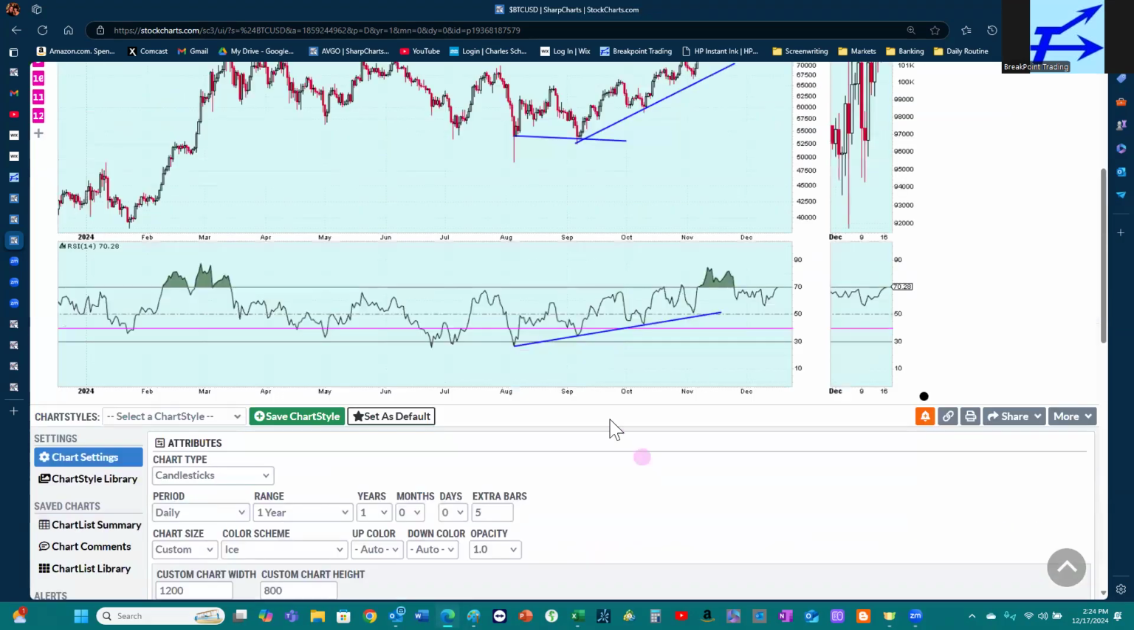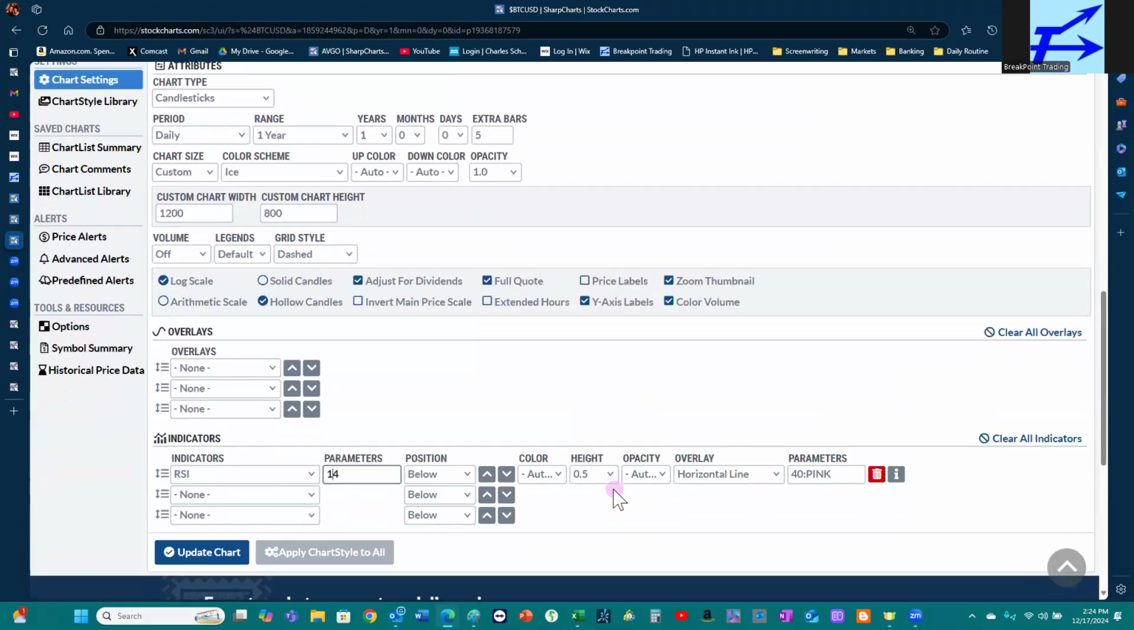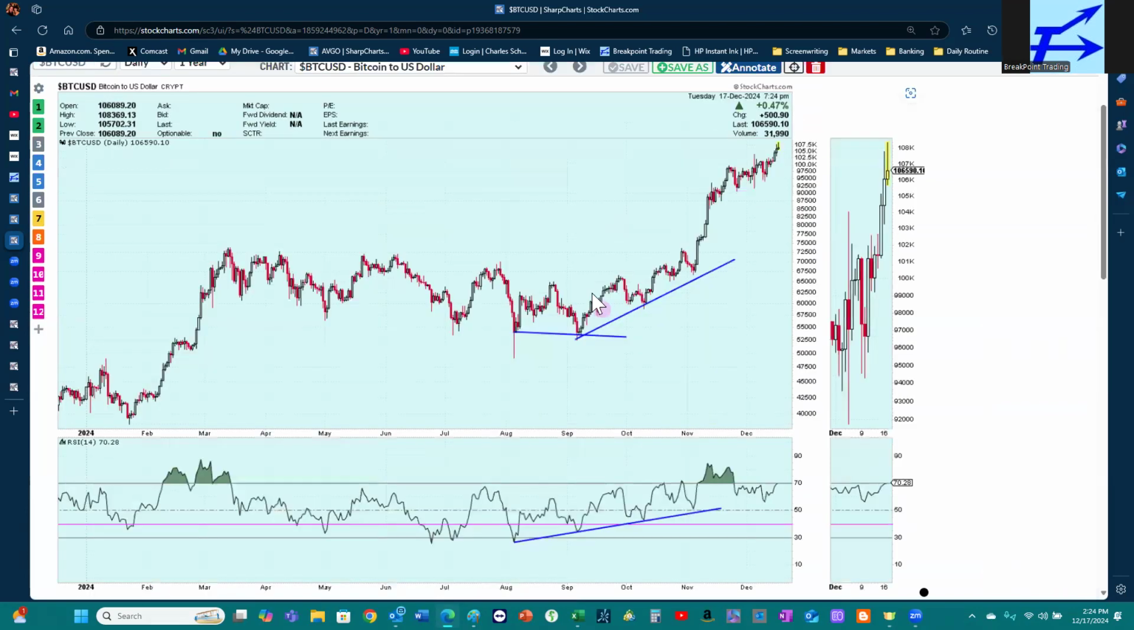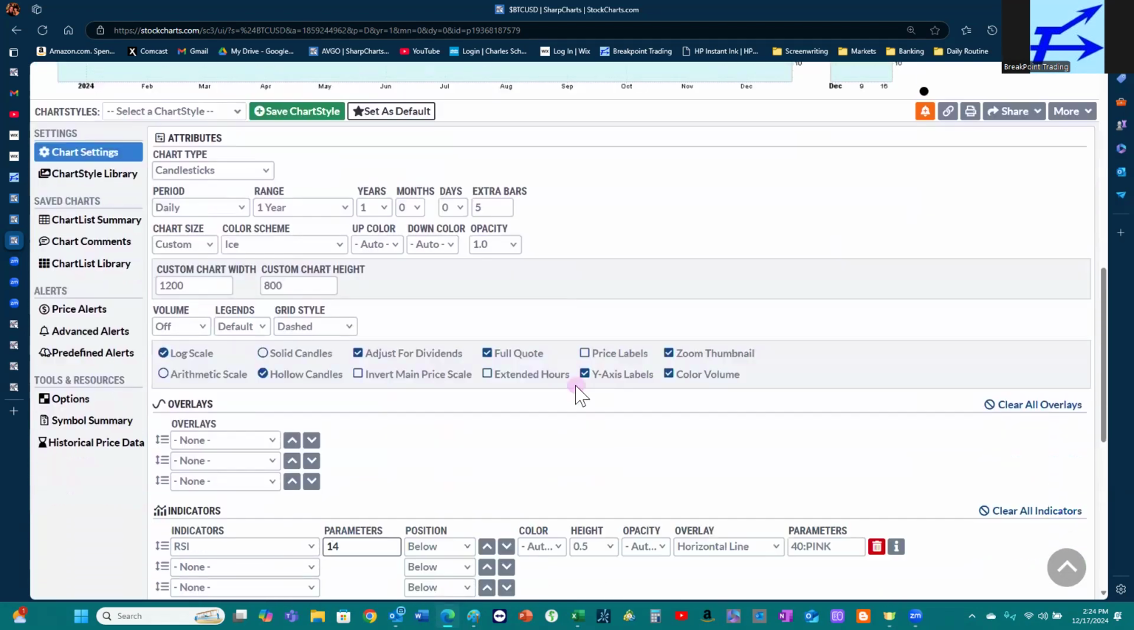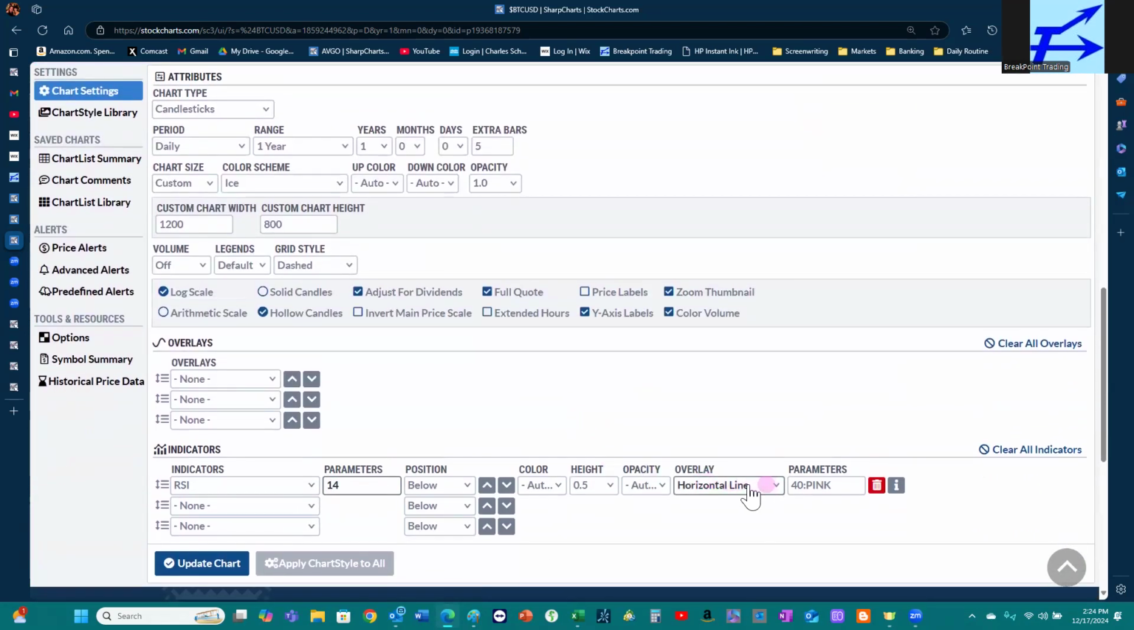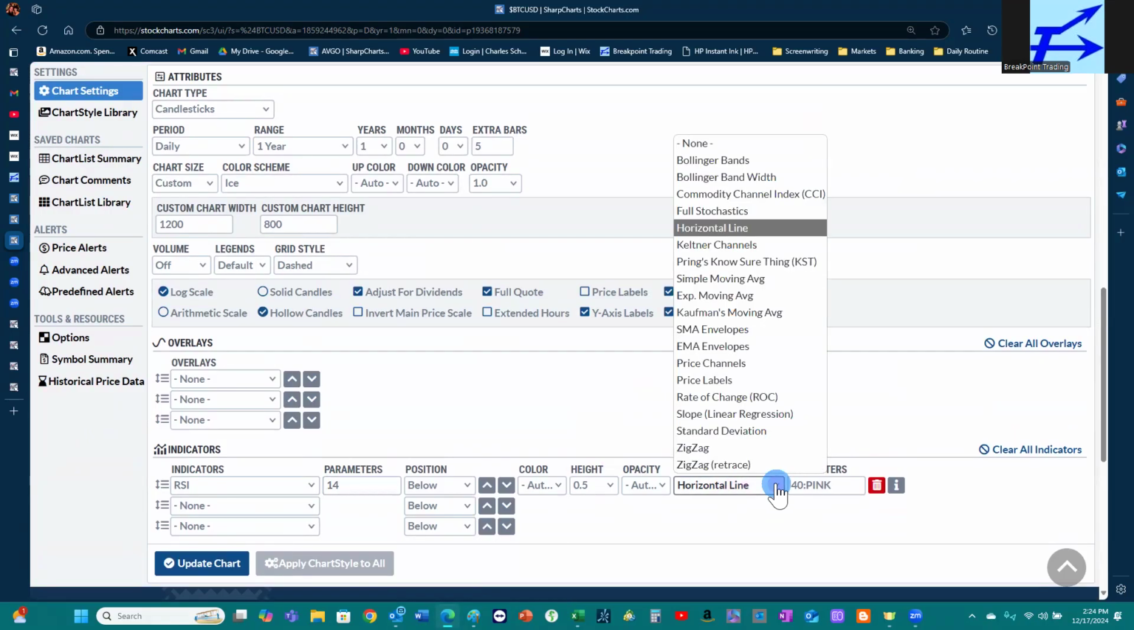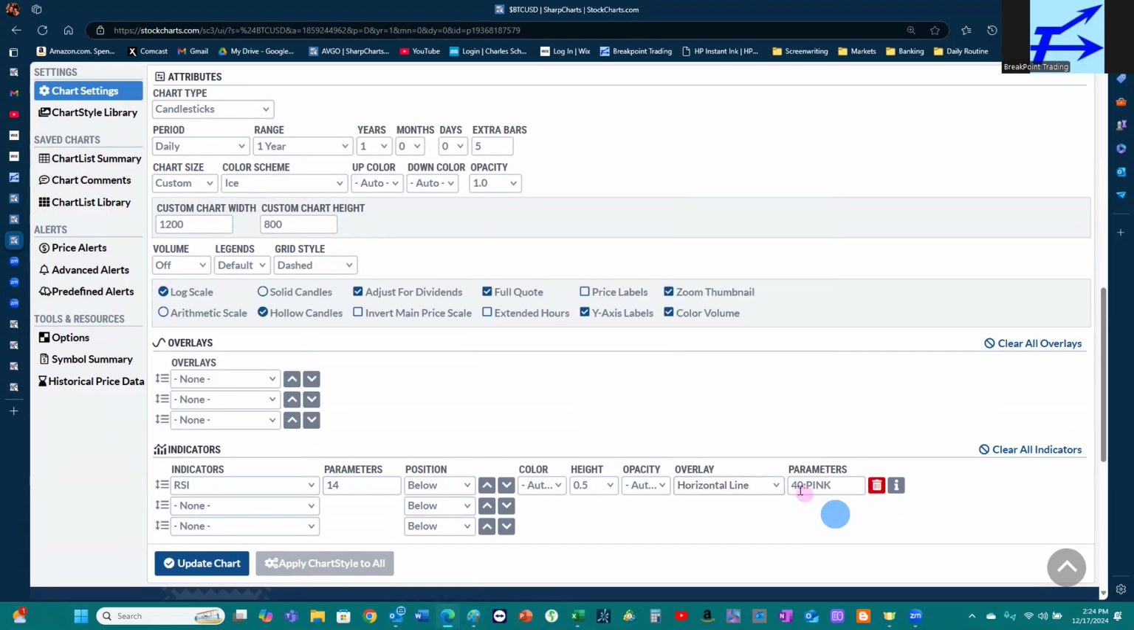I'm making the height of the panel here half the size of the price up here. And then I'm putting a horizontal line in right here. That's how I put the 40, colon pink tells me what color I want it. So you can put blue, red, whatever color you like. All right, let's look at the next one.